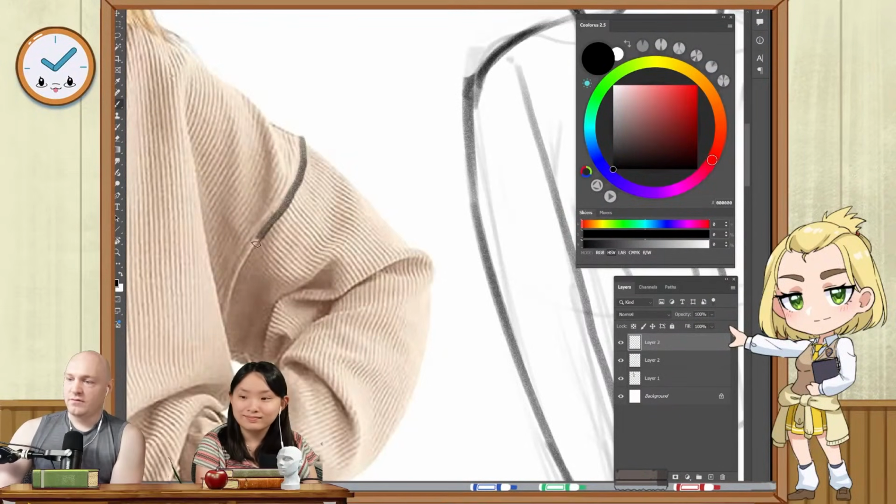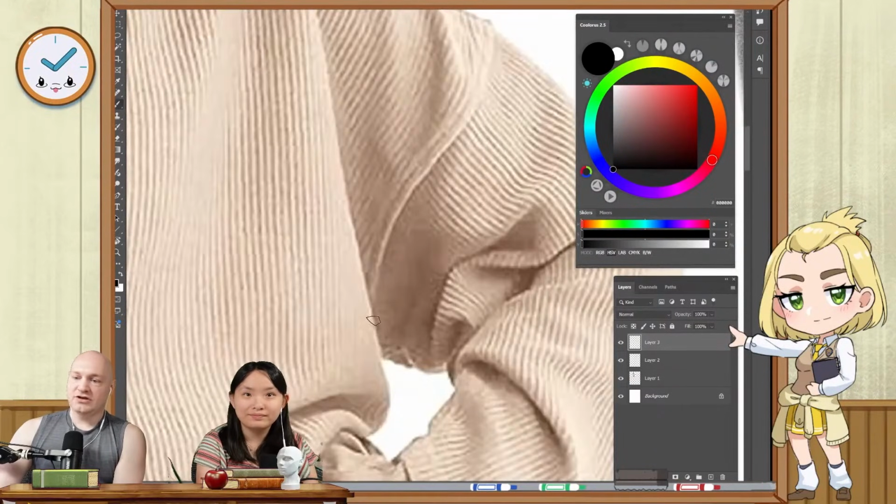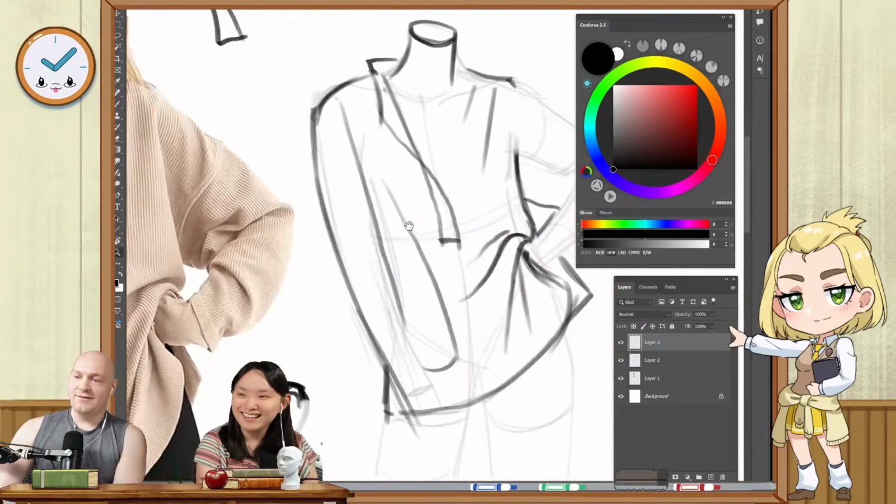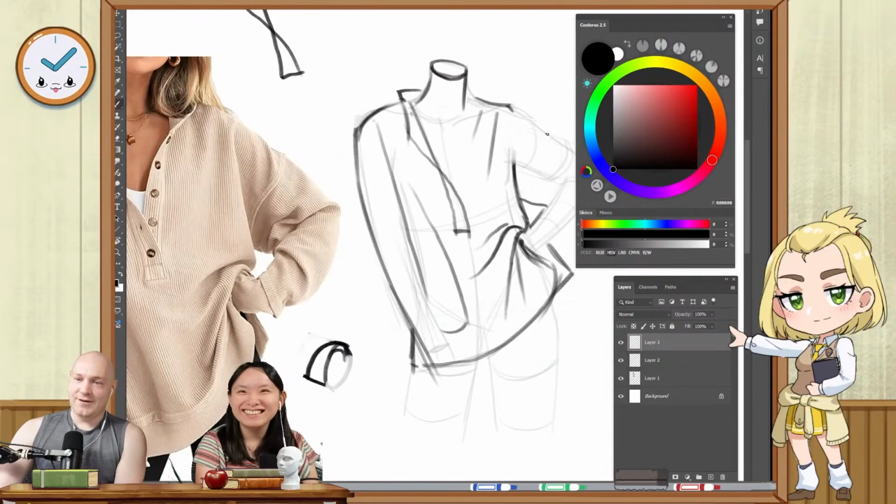Look at this S curve. Ooh, cheeky little S curve. Okay, hello. Hey there, little guy. We're gonna draw you now. We'll just put them in there.